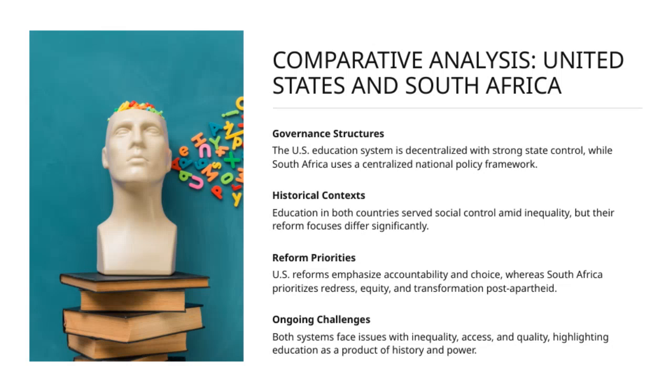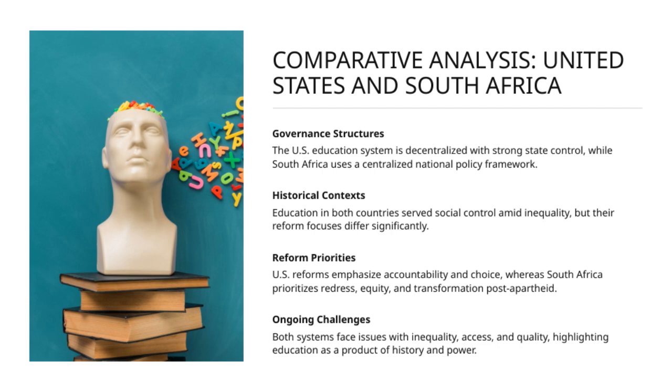Let's take a moment to look at the governance structures in these two countries. In the United States, the education system is quite decentralized, meaning that states have a lot of control over how education is managed and delivered. This allows for regional flexibility and local innovation. In contrast, South Africa operates under a centralized national policy framework, where the government sets broad policies that guide the entire education system across the country.